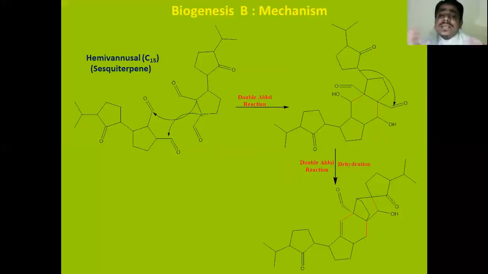So in this sense, this skeleton contains the 6 rings. After a series of steps, it is converted into the Vannusal A and B molecules. So this is a very interesting molecule in nature which contains 30 carbon atoms, so it is a triterpene. In the further lecture, we are going to look at the structure and the synthesis of Vannusals.